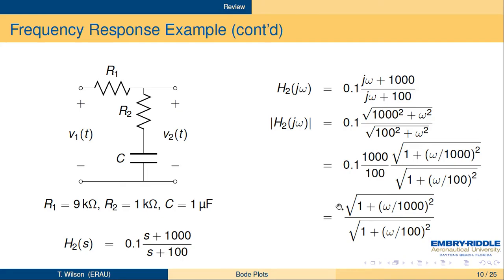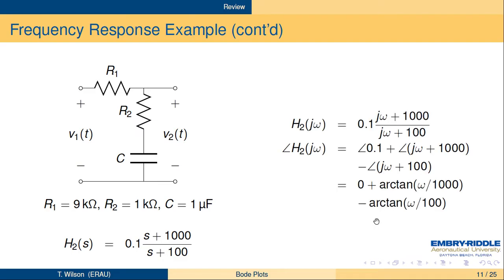First, let's figure out what the magnitude of the frequency response is. So we do the same as before, except now it's the magnitude of the numerator. There's actually an omega in the numerator, so we get the square root of 1,000 squared plus omega squared, and then over the magnitude of the denominator, which is the square root of 100 squared plus omega squared. We can do the same factoring out, and so there's that one term we had earlier, and we have the square root of 1 plus omega over 1,000 squared over the square root of 1 plus omega over 100 squared.